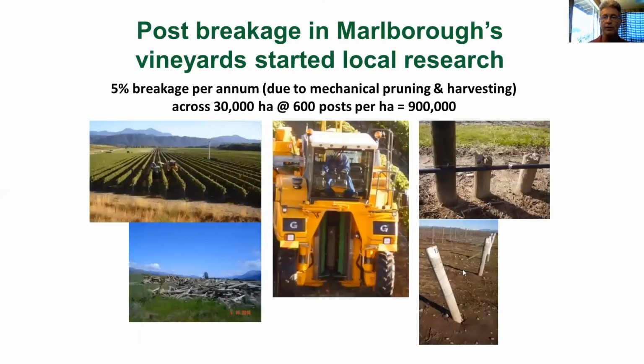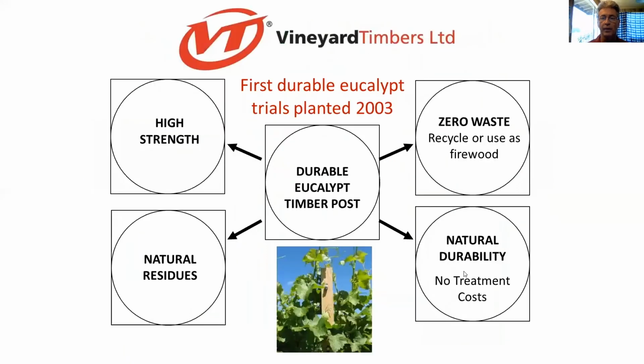Post breakage in Marlborough vineyards started our local research, with 5% breakage per annum due to mechanical harvesting and pruning. With currently about 300,000 hectares of vineyard with 600 posts per hectare, there's 900,000 posts needing replacement per annum. You can see in these photos the broken posts and the piles of posts that can accumulate in some vineyards.